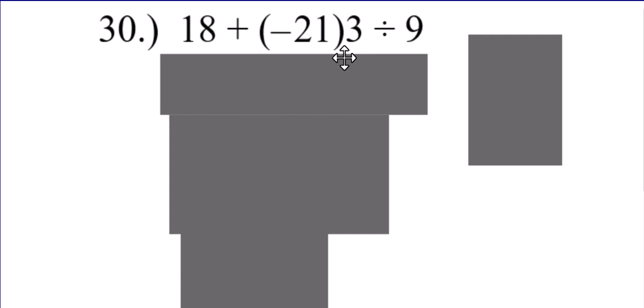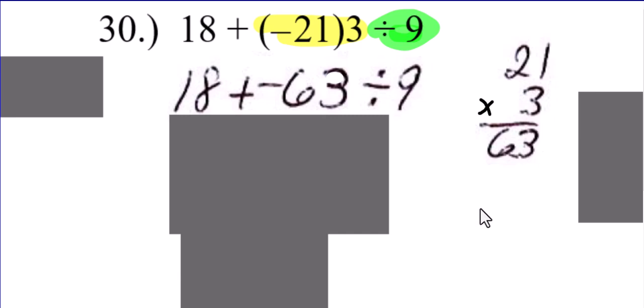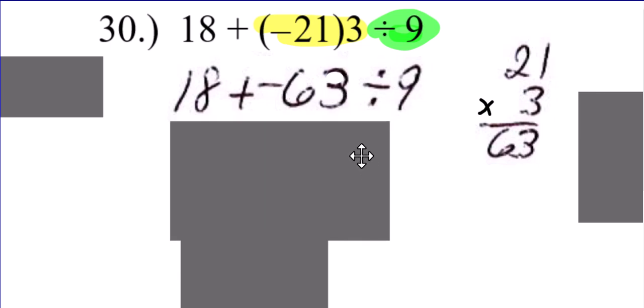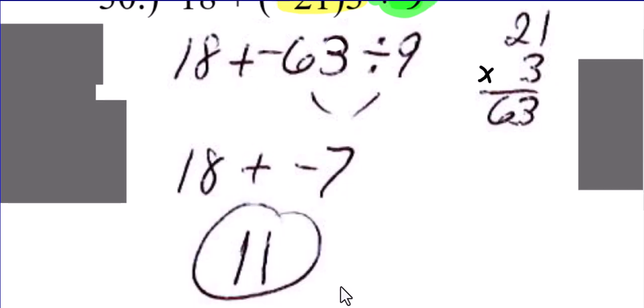Were there exponents here? No. Was there multiplication or division? Yes. In fact, there's multiplication and division. We're going to do left to right. So we have to do the multiplication first since it's further to the left than the division. Negative 21 times 3 is negative 63. You might have gone off to the side to figure that out. Maybe not. Negative 63 divided by 9 is negative 7. Notice I'm not doing anything with the 18 yet because there was addition there. We saved that for last. A positive and a negative, subtract in your head, and you get 11.